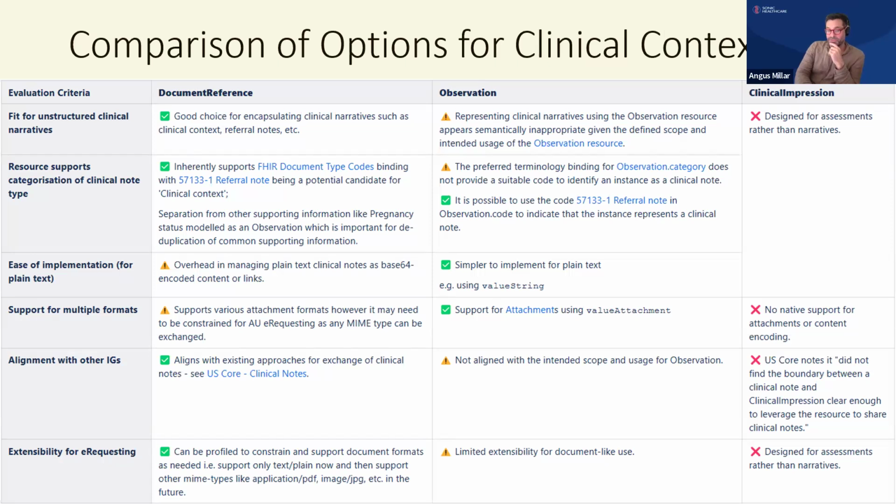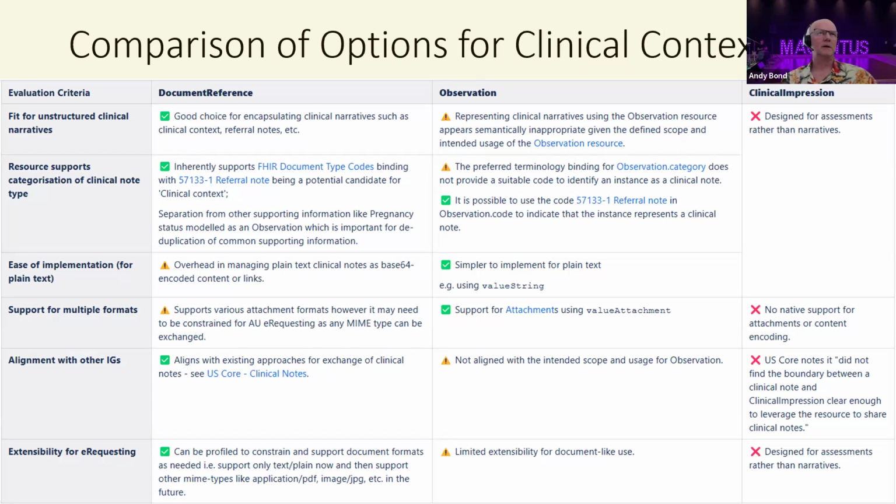I'm obviously leaning towards observation, but I lean that way purely for simplicity. It's a simple solution to the problem, where the one on the left is a more complicated solution to the problem, but it has more support going forward.